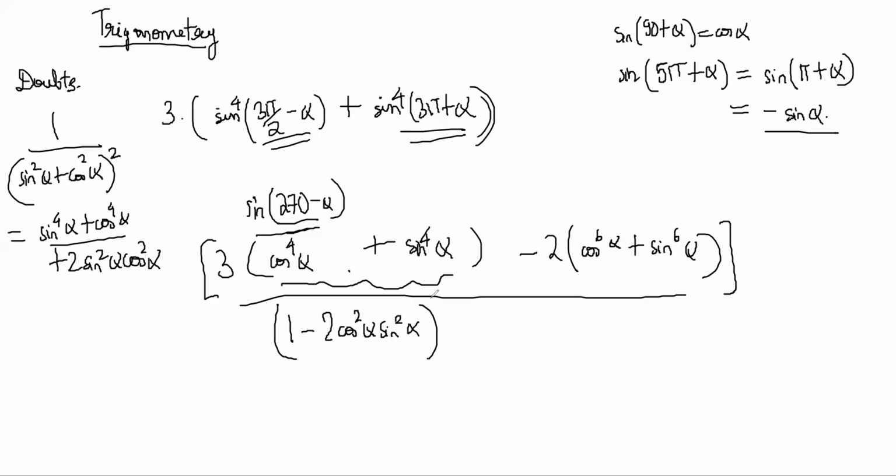So could you repeat it once more? So what I'm saying is sin power 4 alpha plus cos power 4 alpha. How will I think about it, right? The way you do it is sin square alpha plus cos square alpha whole square, right?